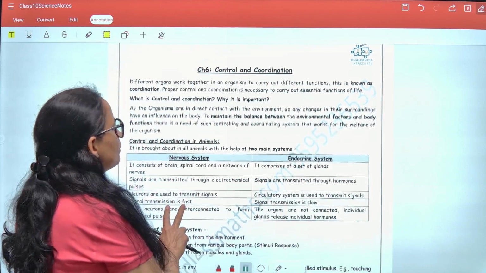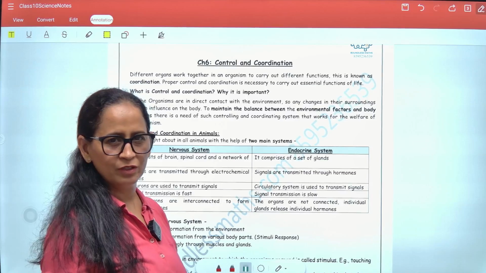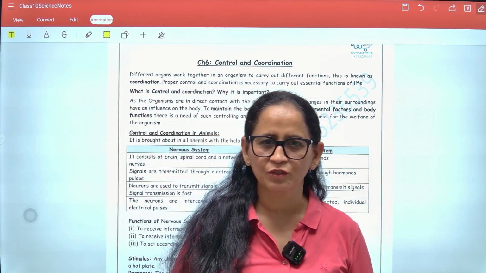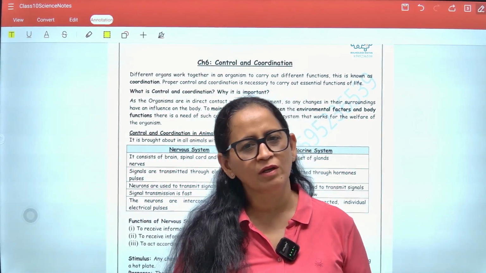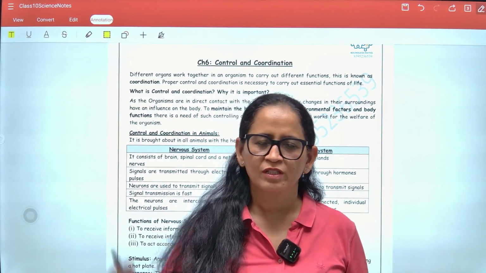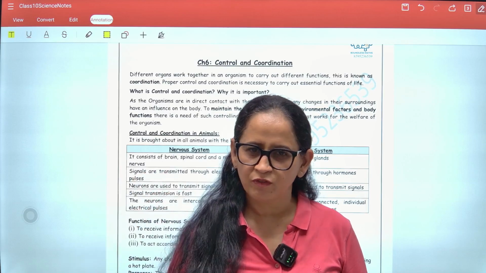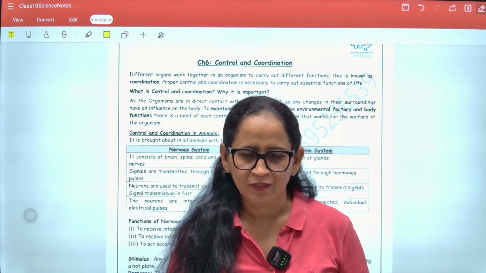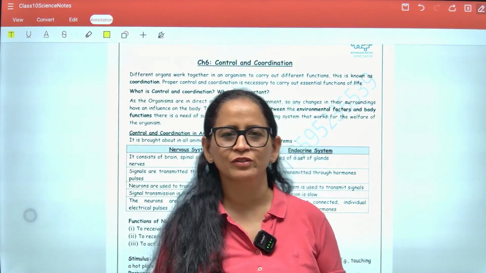What do we understand by the terms control and coordination? First, let's come to control. Control means controlling the organs or the organ systems. So it is the brain that controls various parts of our body to make them work properly. That is control. Now what is coordination?